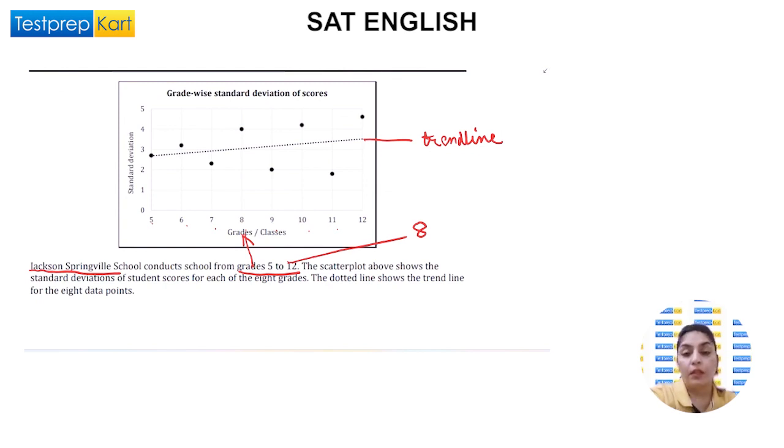Okay. The scatter plot, what does it show? It shows some standard deviations. Deviation means moving away from the dotted line, and this is telling about the score. For grade 5, the deviation is just on the dotted line. But for grade 6, it is a little away from the dotted line. For grade 7, it is more away. For grade 8, it is a little more away. So the distance or the deviation is changing, but they all are not similar. It is increasing, but it is not increasing at all the grades.